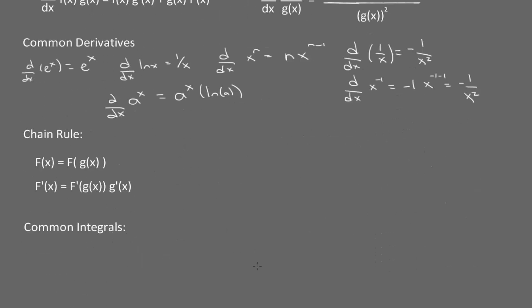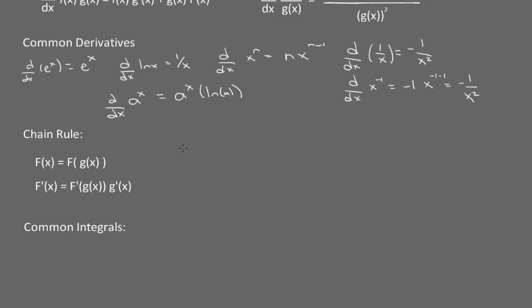Now another thing that might come up is the chain rule. So suppose we have a function that is actually f of another function. When we want to find the derivative of this, or f prime of x, it is simply equal to f prime of g of x, multiplied by the derivative of g of x.